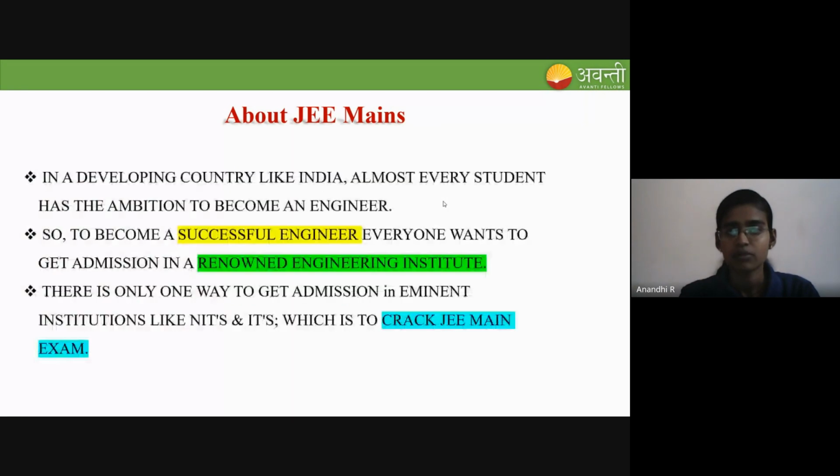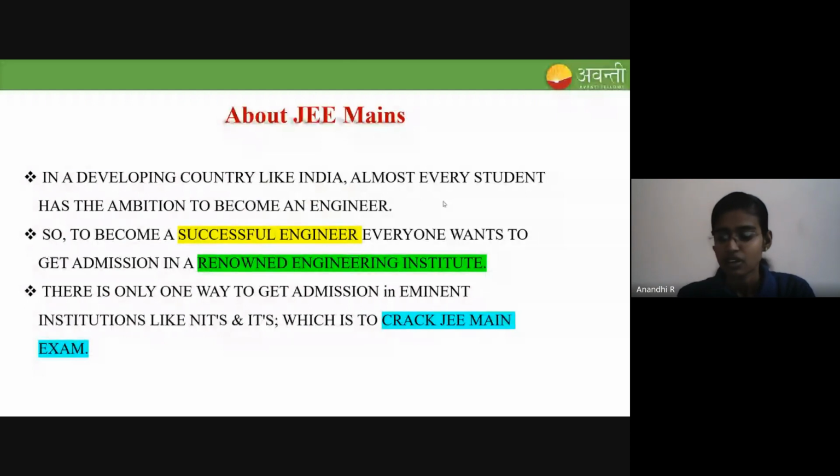In a developing country like India, most students have an ambition to become an engineer. If you want to become a successful engineer, you have to get admission in a renowned engineering institute. What is the way to get admission in eminent institutions like NITs and IITs? You have to crack the JEE Mains exam. That is the only way to get admission in the most eminent institutions.